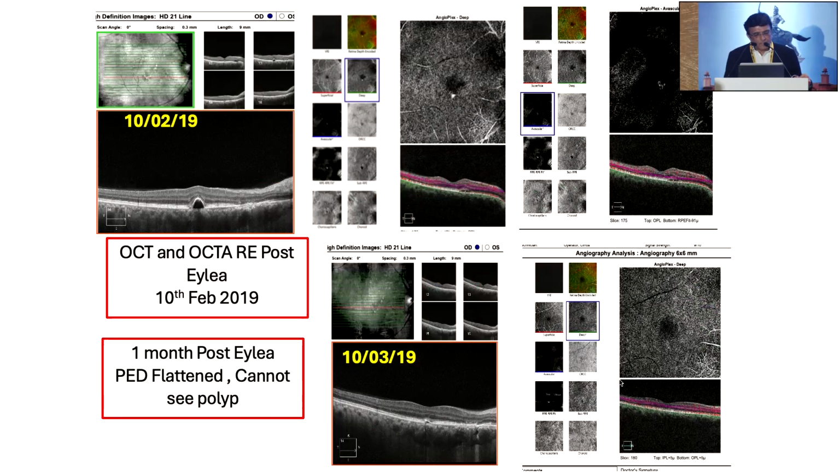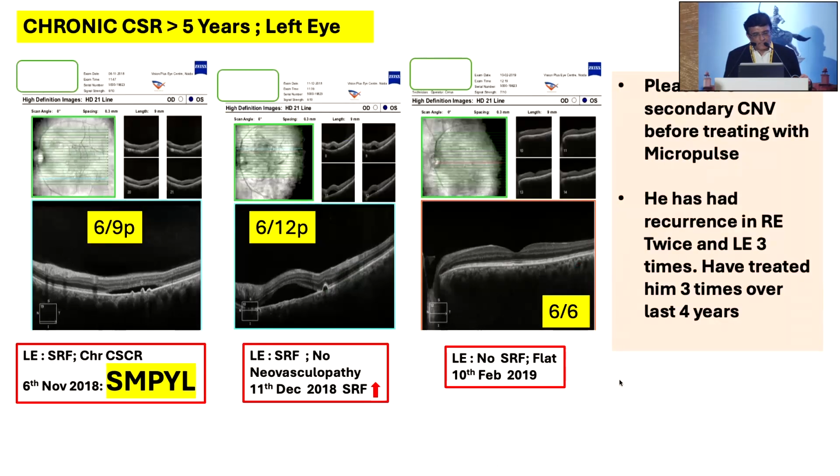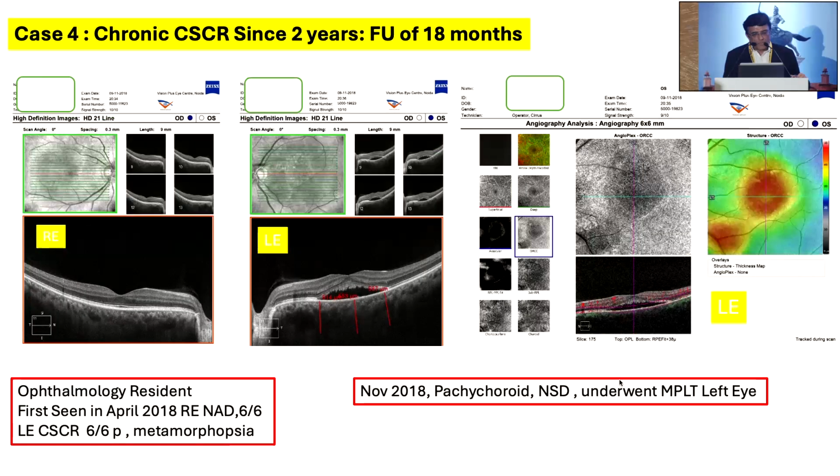I'll give you the example. So the right eye was treated with ILIA, and 1 month post ILIA he received micropulse laser treatment. In the left eye, after treatment within a week, actually the central thickness may increase. The patient was not symptomatic, so we follow up in a sequential manner, but I found that the central thickness had increased, but over a period of a month, the central thickness was brought down and it was 6'6".